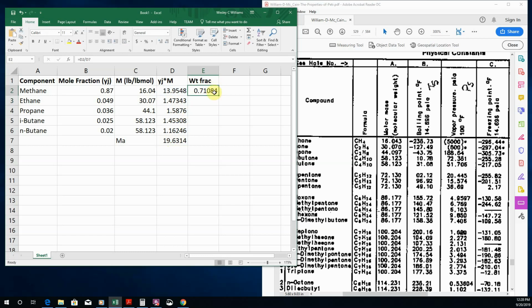If I drag this, I've got to make sure that this stays the same value, so I'll put my dollar signs here. That will hold this value tight. I'll show you how that works. I'll drag this down. You can see this held that value and allowed this one to move. So there are the weight fractions of each component, and you could turn that into percents if you wanted to. So 70%, 71% of the weight of this mixture is methane, and 87% of the volume. And that's the solution to this problem.